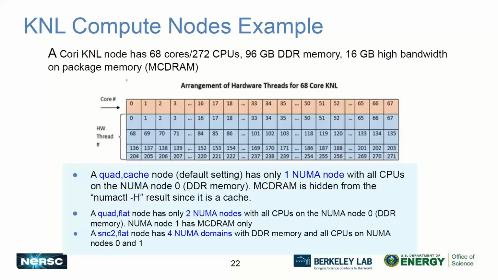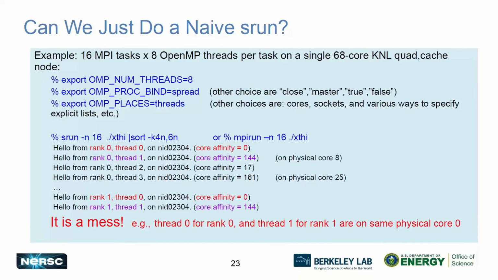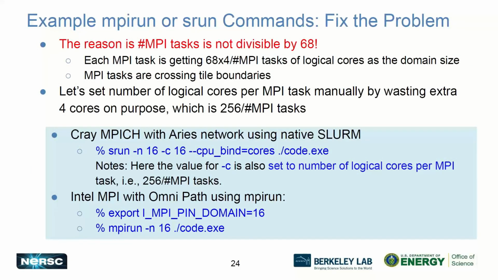Example here, with the 68 cores on a KNL node, we had lots of trouble initially to get the best affinity. If we do a naive MPI srun, what we get, even though we have all these OMP settings nicely, is a mess: thread 0 for rank 0, thread 1 for rank 1, on the same physical core. The reason was that we didn't do well for the CPU bind, and we didn't do well to distribute the MPI tasks and threads as far as possible.